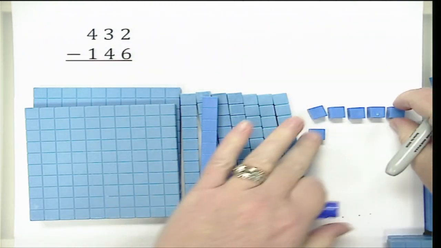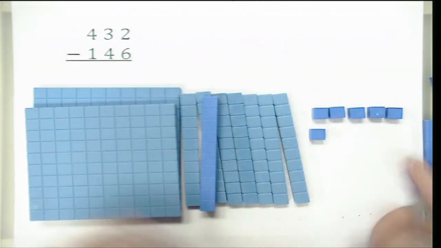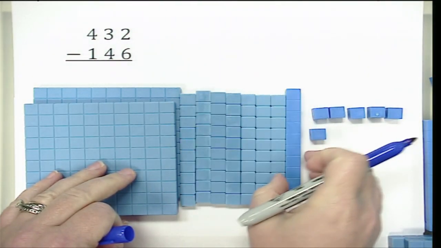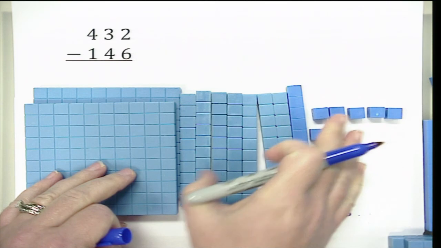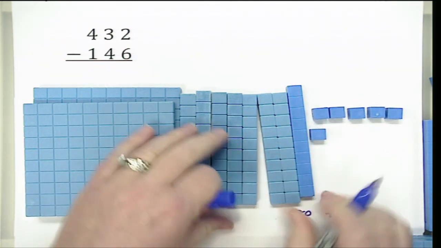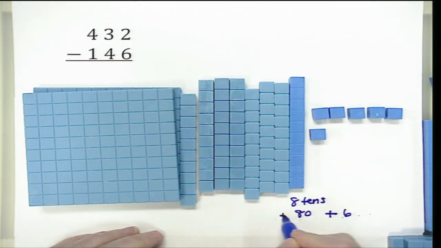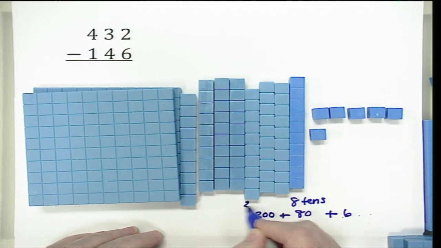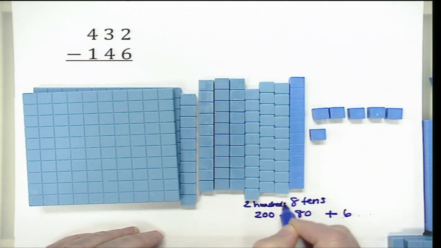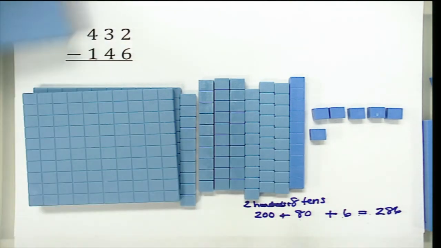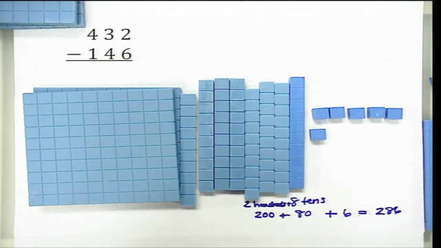It looks like I have 6 ones. I have 8 10s, which is equal to 80. And I have 200. And 200 plus 80 plus 6 is 286. And that is how you concretely represent addition and subtraction with base 10 blocks.